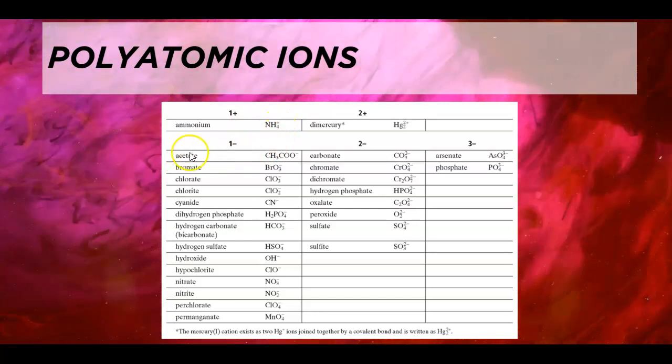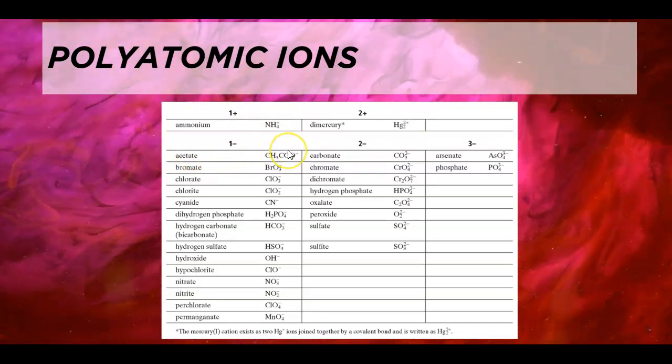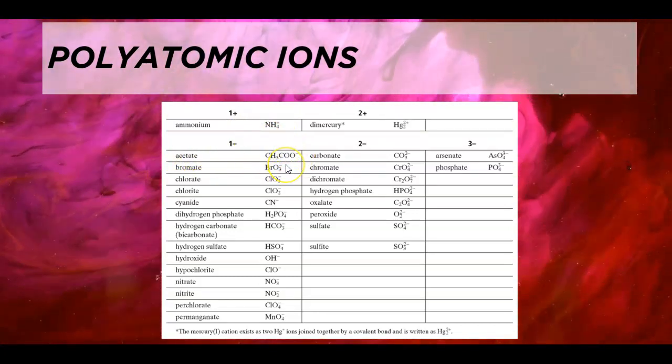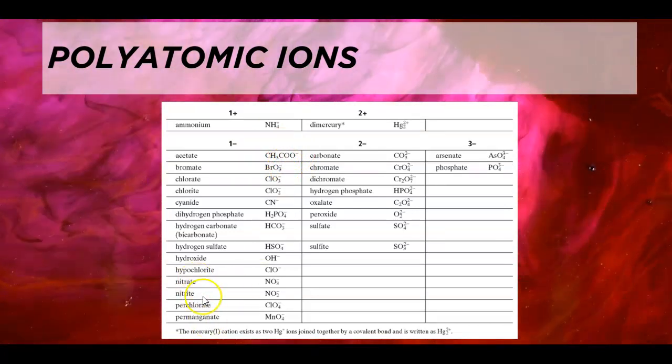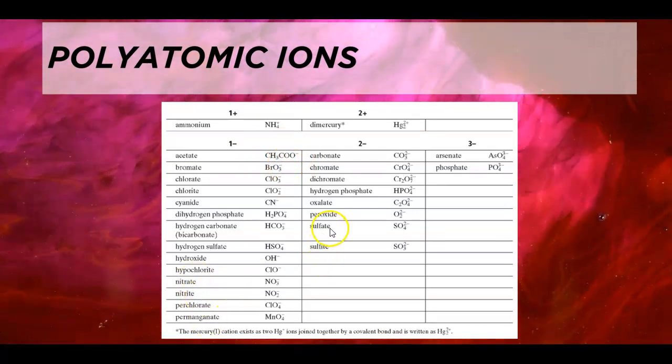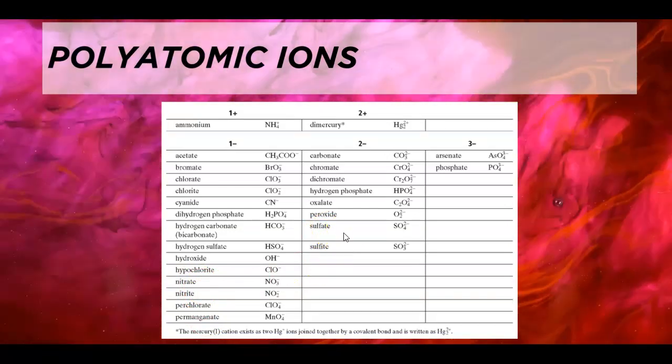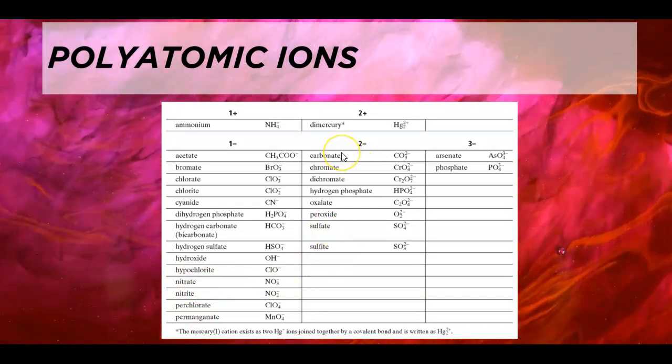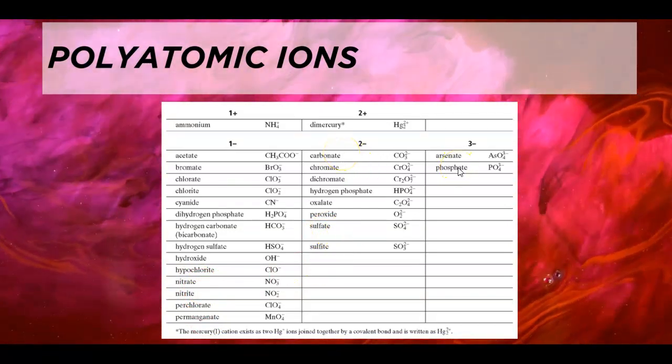Some of those other ones, acetate, always looks a little complicated, but that's the acetate ion. You'll also see nitrate, nitrite, sulfate, sulfite. Those are some other ones you will use a lot. Carbonate, phosphate, etc.